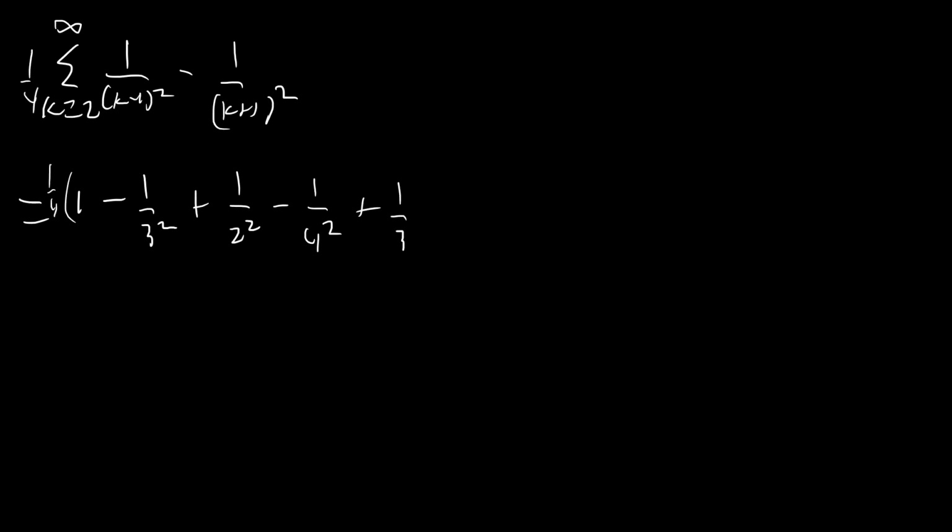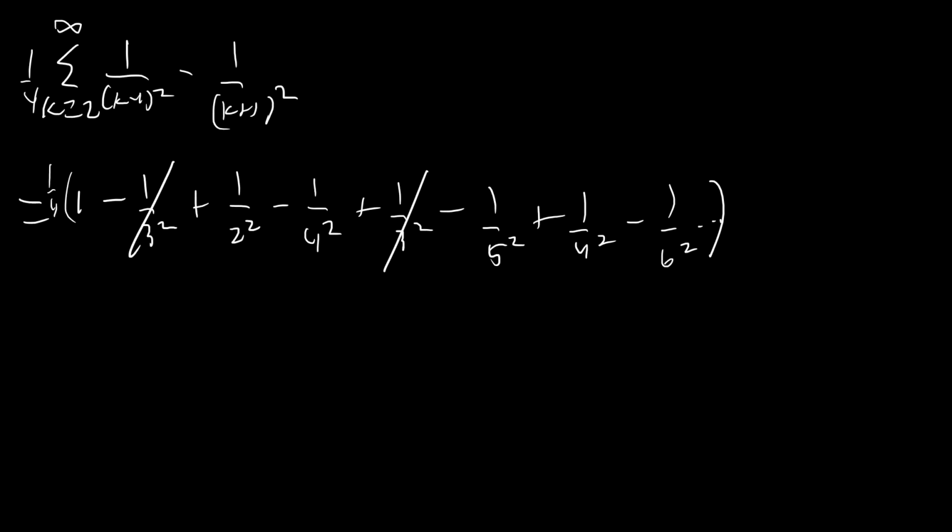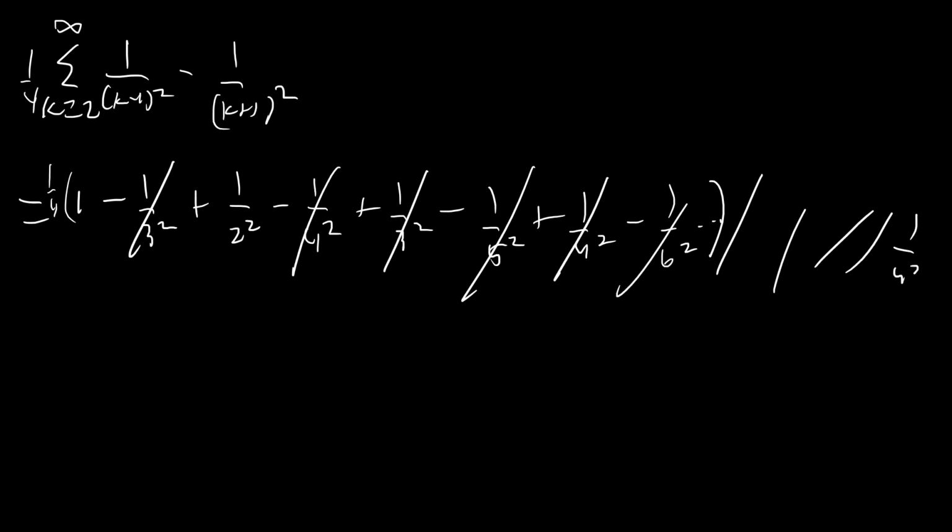Plus 1 over 3 squared minus 1 over 5 squared plus 1 over 4 squared minus 1 over 6 squared, and so on and so forth, right? I'll put a dot, dot, dot. As you can see, this is going to cancel with this, and this is going to cancel with this, and everything after this is just going to keep canceling, right? All the way up to the last term, which would be 1 over n squared, limit as n goes to infinity, which just goes to 0.